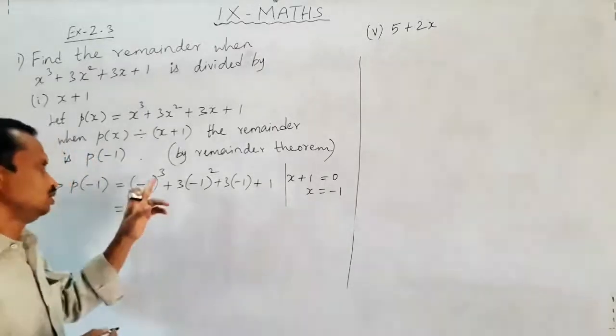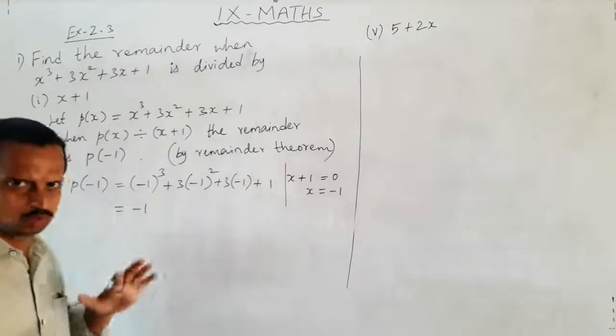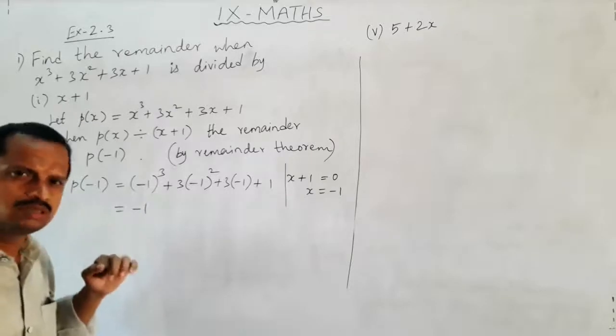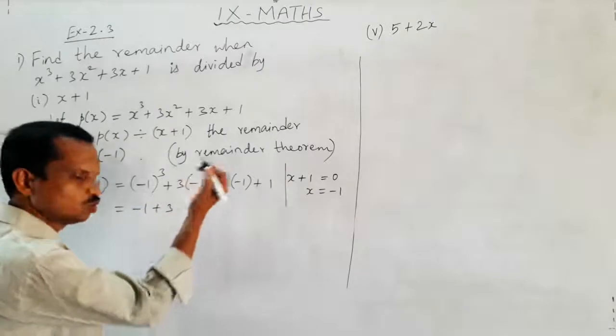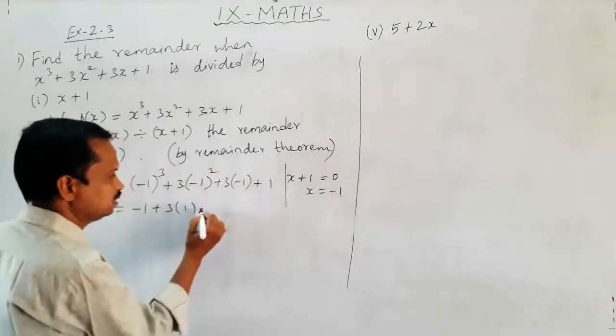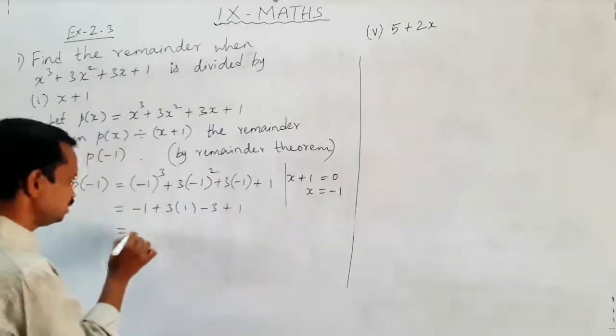If the power is an even number, then minus 1 becomes plus 1. When the power is an odd number, then minus 1 stays minus 1. And here plus 3, minus 1 whole square is 1. That's all. And plus into minus, minus 3 into 1, minus 3. And then plus 1.